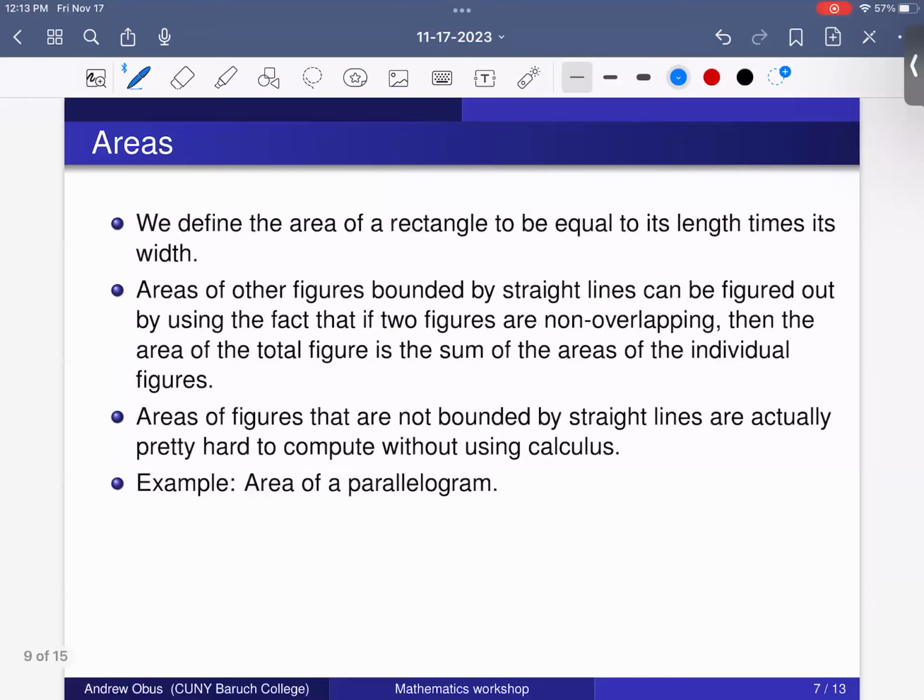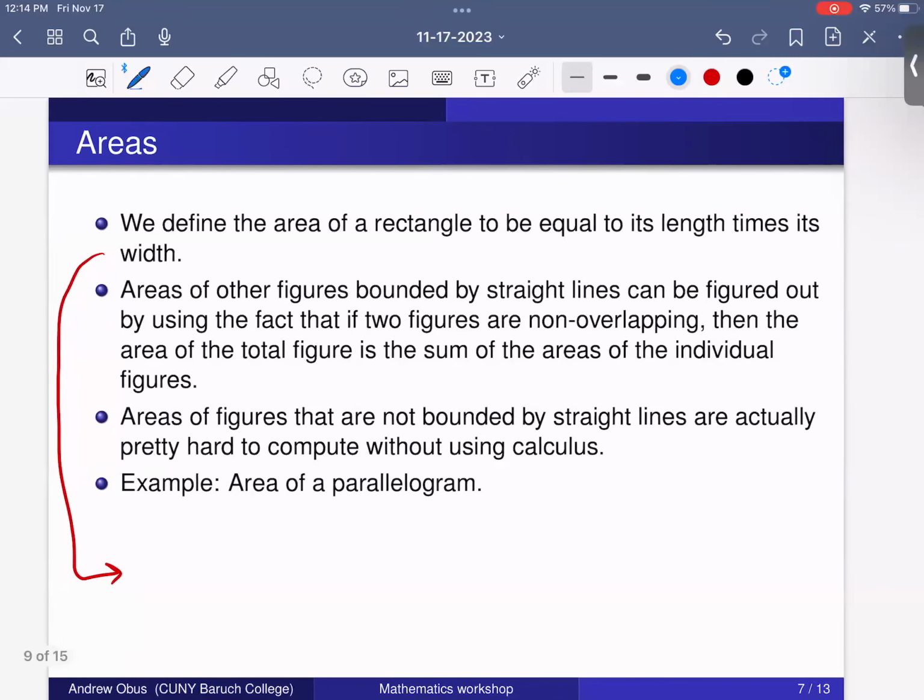Okay. So areas are an interesting thing. We have an intuitive sense of what area is, right? It should be how much space a region in the plane takes up. At least for a rectangle, this is very straightforward. We define the area of a rectangle to be equal to its length times its width.